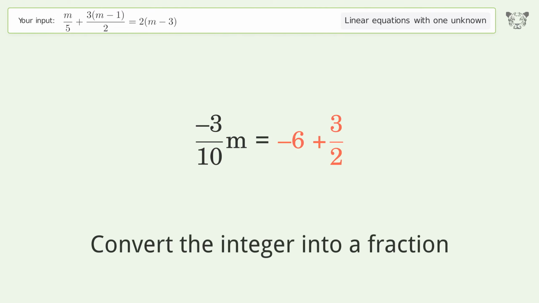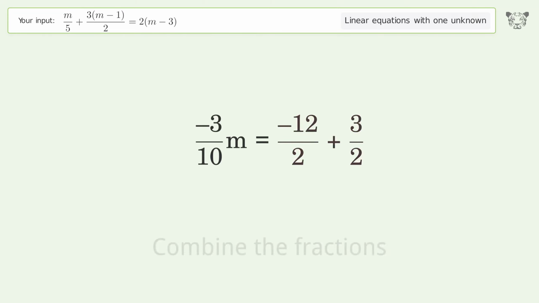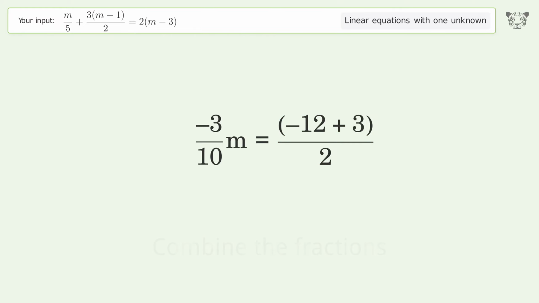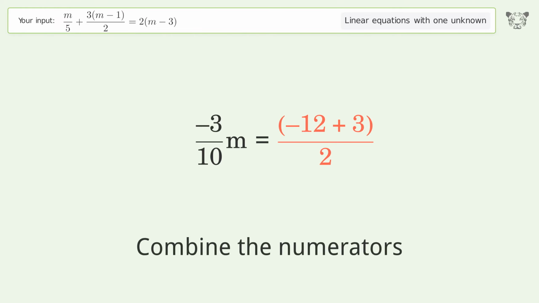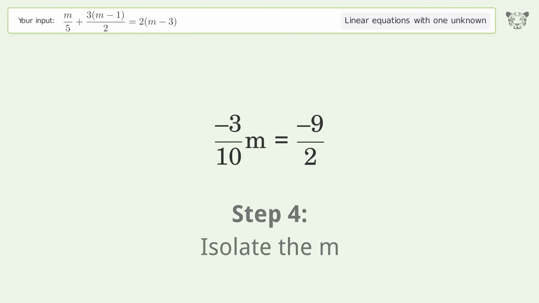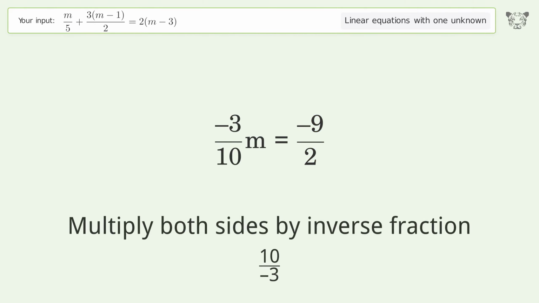Convert the integer into a fraction. Combine the fractions. Combine the numerators. Isolate the m. Multiply both sides by inverse fraction 10/-3.